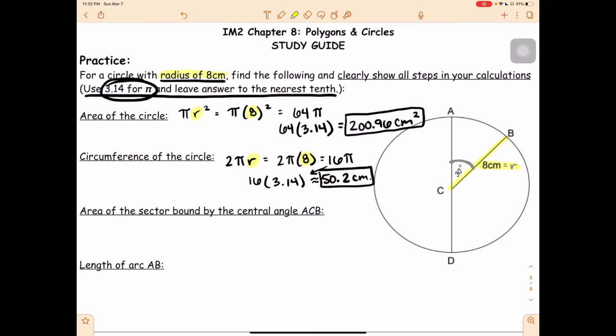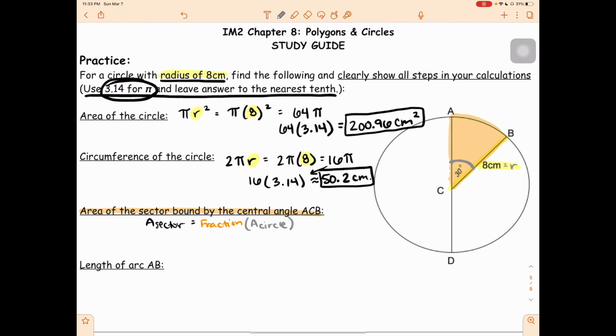Okay, so now we're asked to find the area of the sector bound by the central angle ACB. If I were to draw ACB, this is the angle right here. So this is the sector that we are going to find the area of. Again, the area of a sector is equal to its fraction times the area of the circle.